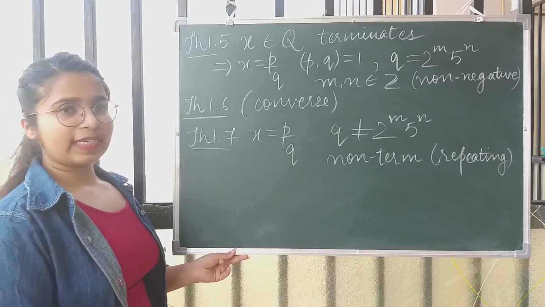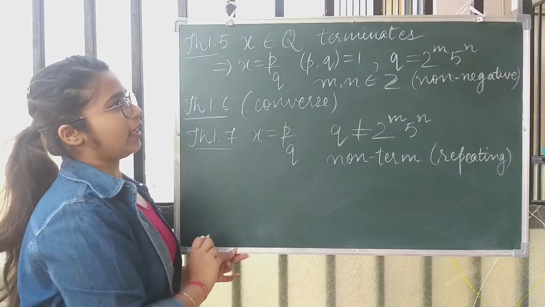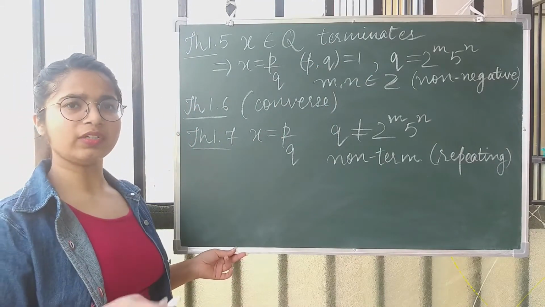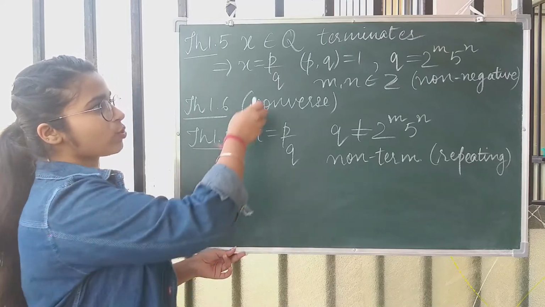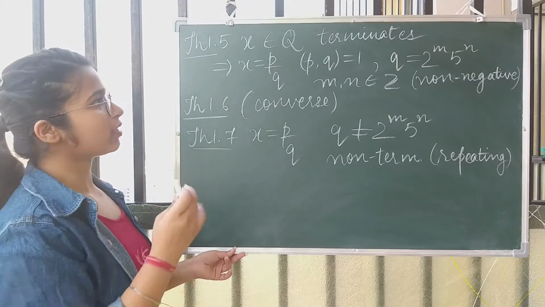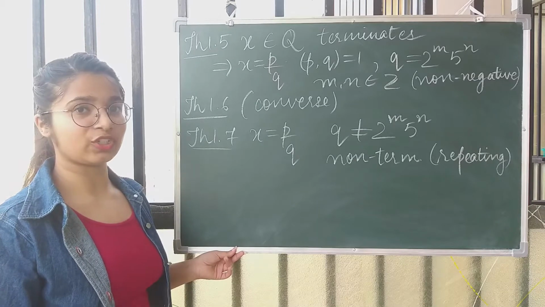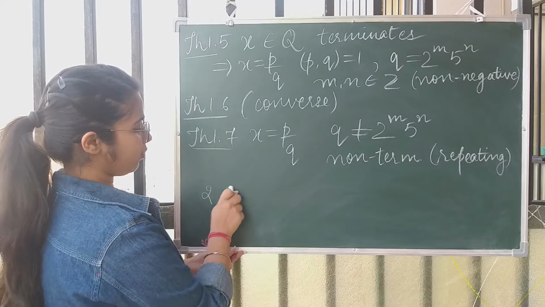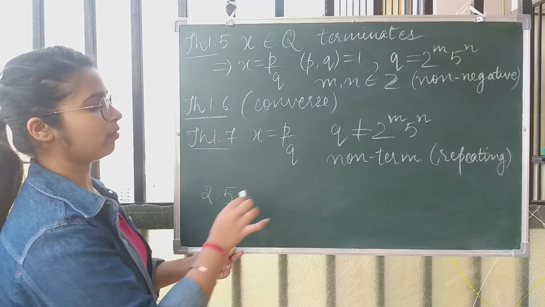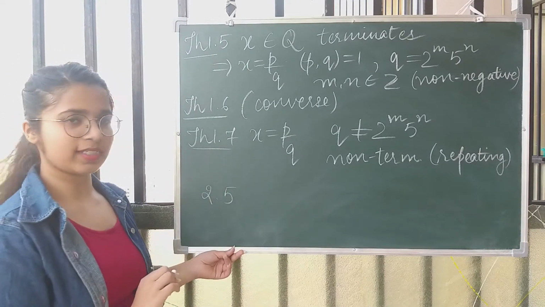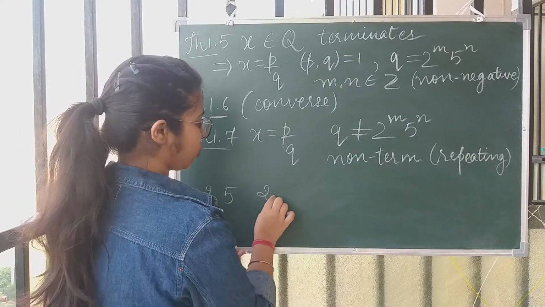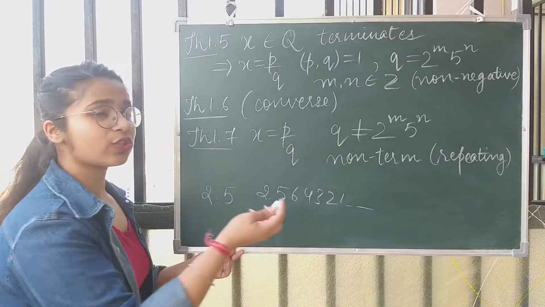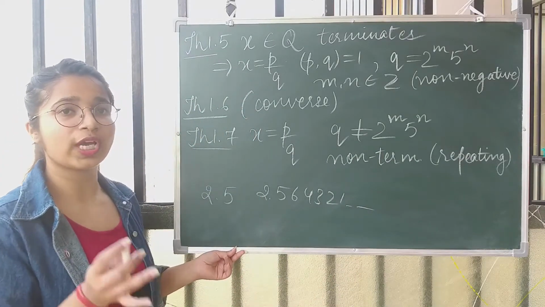So theorem 1.5 says that if x is any rational number whose decimal expansion terminates, इसका मतलब x कोई भी एक rational number है तो उसको हम p by q की फॉर्म में लिख सकते हैं. So this is a rational number जिसकी decimal expansion जो है वो terminate कर रही है. इसका मतलब for example I have 2.5. So after 2.5 कुछ भी नहीं है. So this is a terminating decimal expansion. But if I write 2.5, 6, 4, 3, 2, 1, and so on, this is not terminating. Terminate means रुक जाना, end होना.